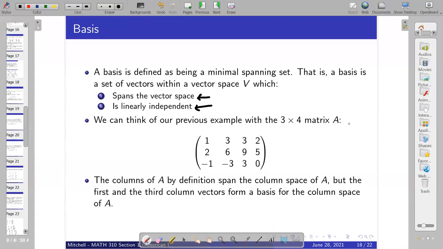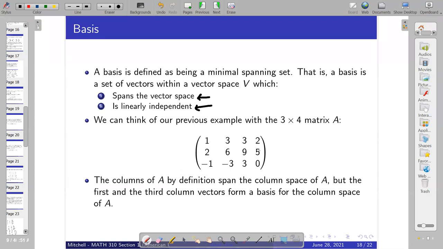A set of four elements is too big. It can actually be reduced, in that case by throwing out the last vector. Then you would be left with the basis in that example. So, back to the definition: a basis is a set of vectors within a vector space which spans the vector space and is also linearly independent.